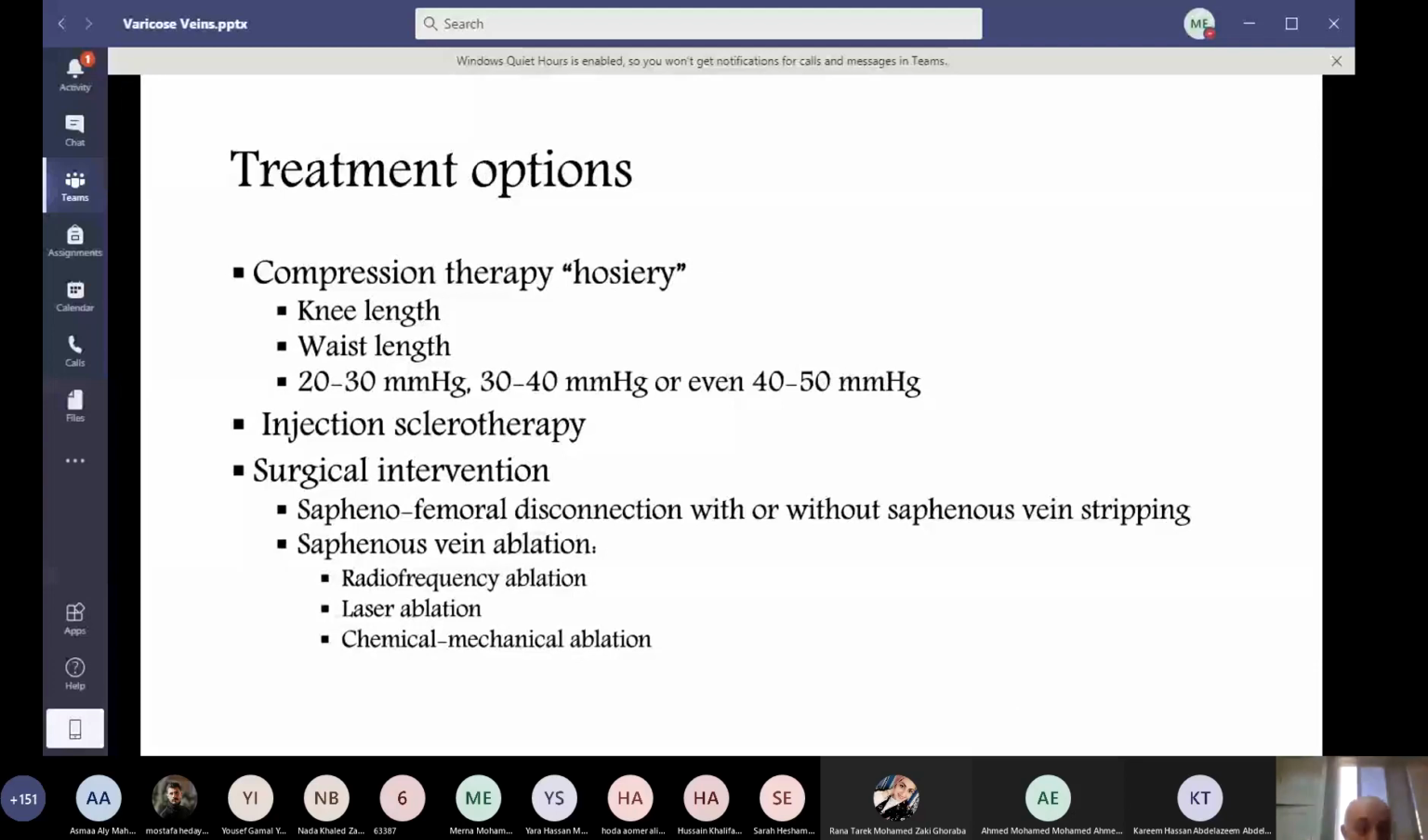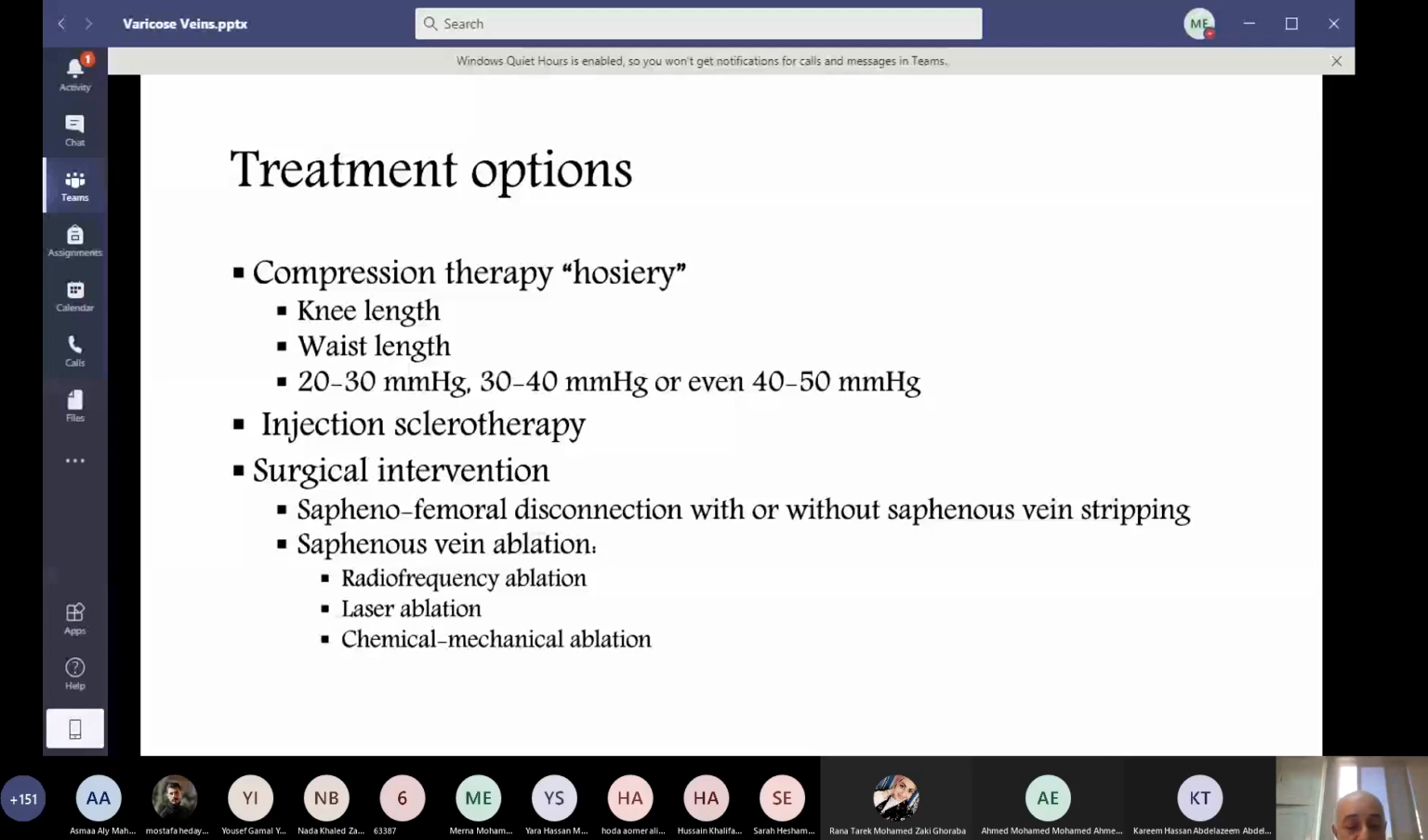What are the available options? We have number one, compression, which is called compression therapy, or the elastic stocking, which could be knee length, commonly called the compression elastic stocking, or waist length, which is commonly termed the above-the-knee graduated elastic stocking. You can apply pressure according to the class, from 20 to 40 millimeters of mercury.